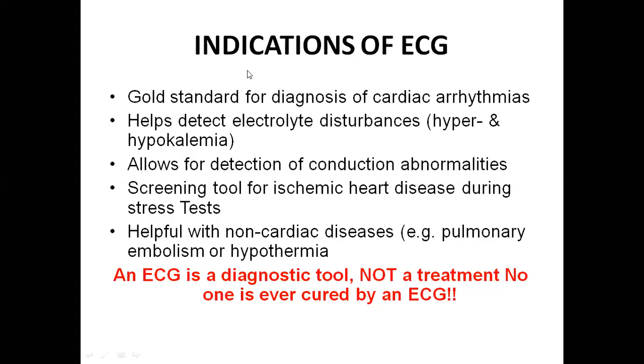As it was told, these action potentials from the human body should be taken by the use of some electrodes, bioelectrodes. So these electrodes of ECG, these are some specifications and some procedures of taking ECG, recording ECG. This is the gold standard for diagnosis of cardiac arrhythmias. This ECG helps detect electrolyte disturbances.